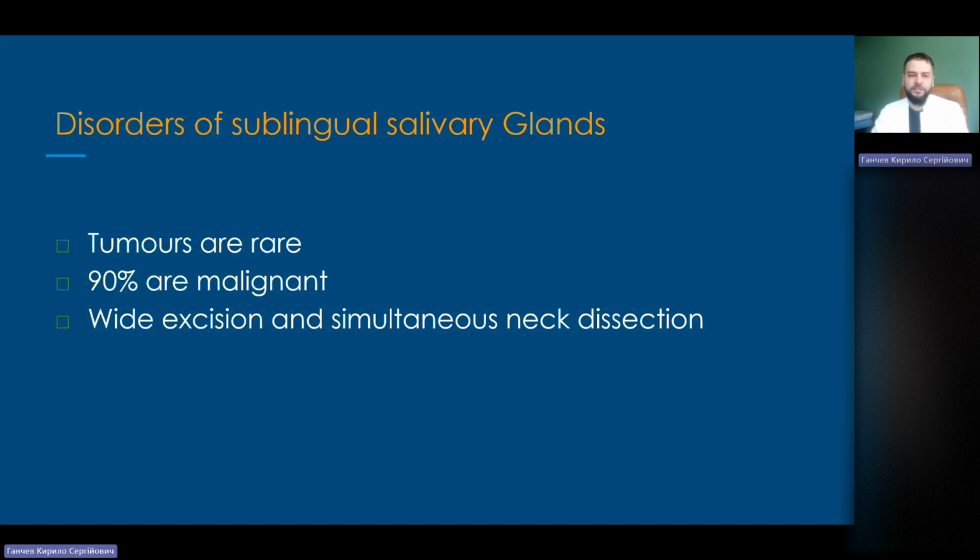Sublingual rare tumors. Of course, most of them malignant. Hope I pronounced that correct. And wide excision and simultaneous neck dissection. Okay.